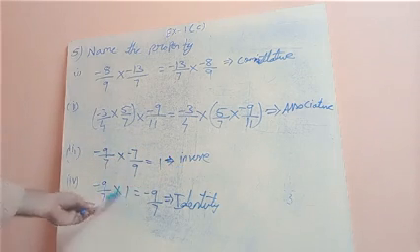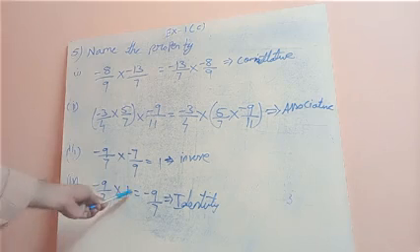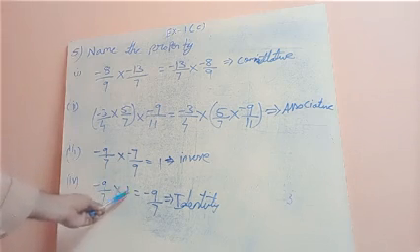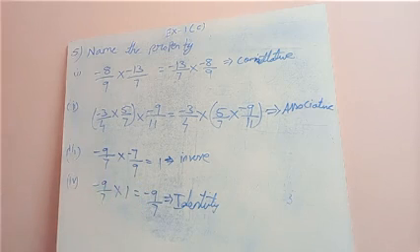Minus 9 by 7 into 1, this is called identity. That which gives the same answer is called identity.